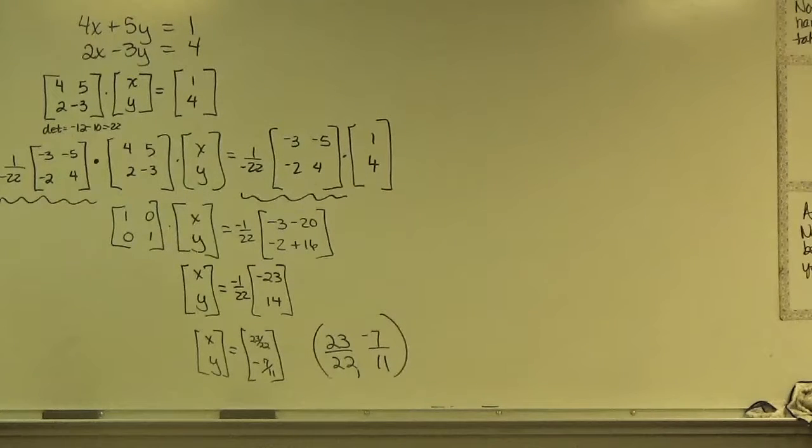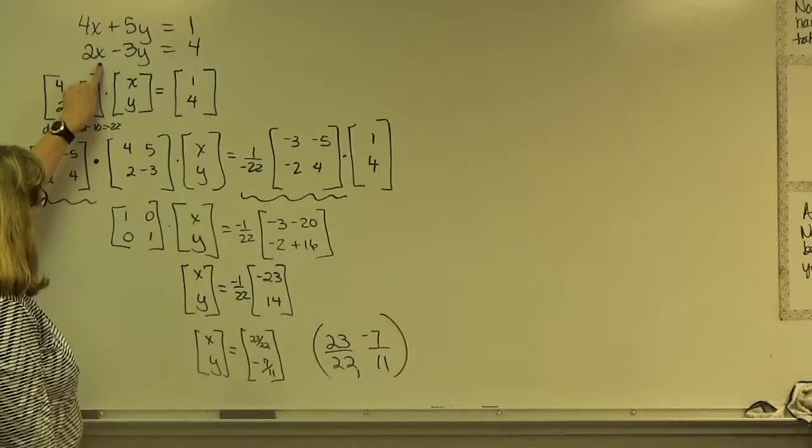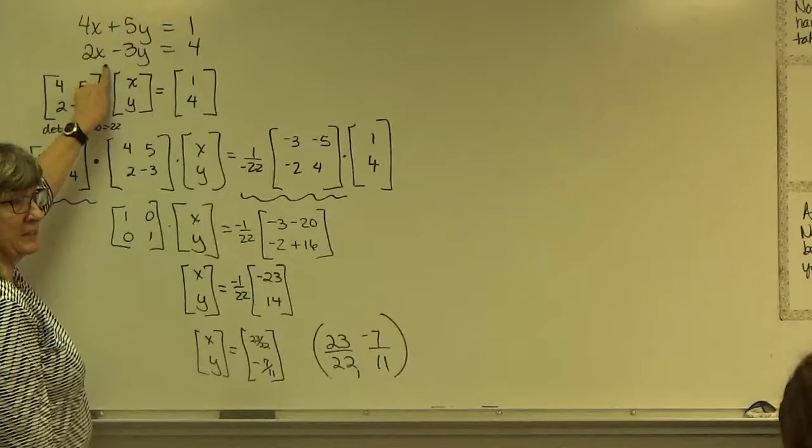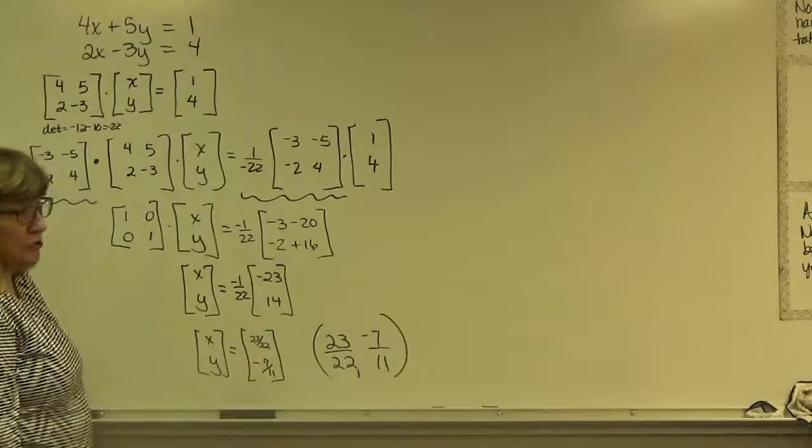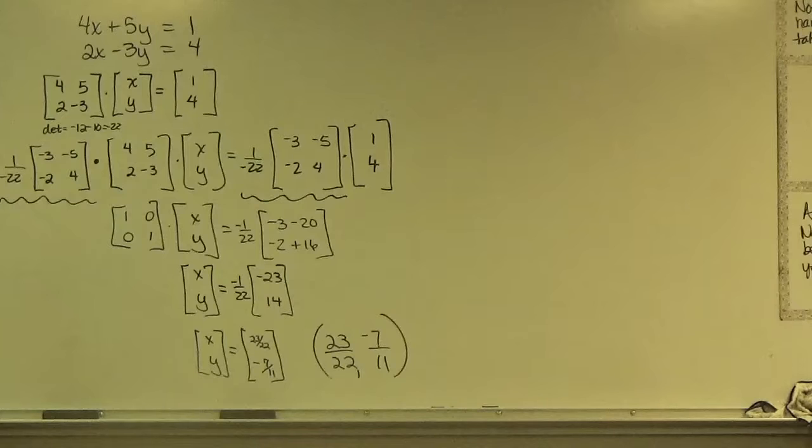You do. Could you check it with the next one too? Yeah. 2 times 23 22nds, the fraction key makes it very easily done on a calculator. Minus 3 times -7 fraction key 11, and hit equal, and hopefully you get 4. So you shouldn't have to miss any, because you can check them if you want to.